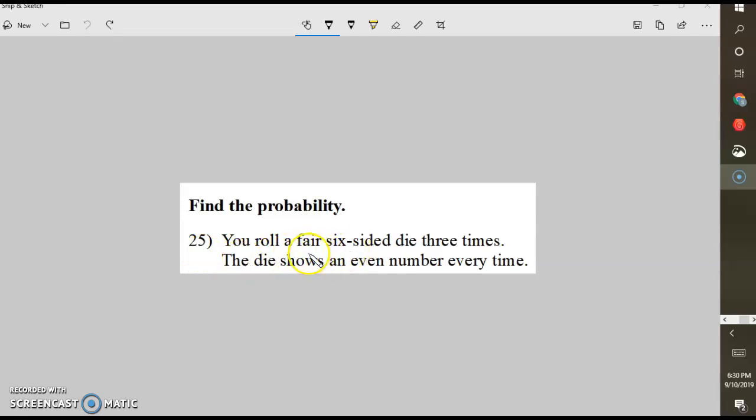Find the probability of rolling a six-sided dice. So the total in a dice, we have 6 faces. You're looking for the probability that it is rolled 3 times, and out of those 3 times, the dice shows even all those times. So there is 1, 2, 3, 4, 5, 6. Out of those 6 numbers, there are 3 even numbers and 3 odd numbers.